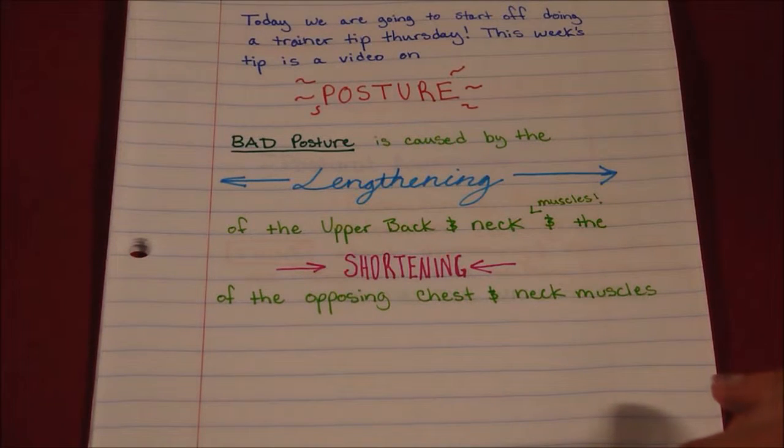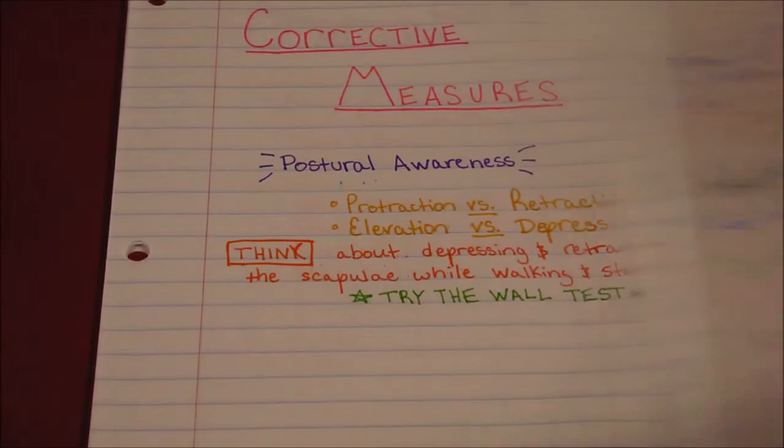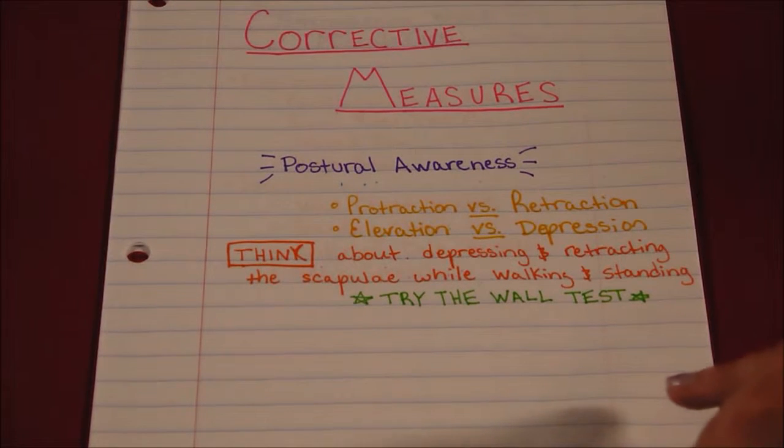Bad posture is caused by the lengthening of the upper back and neck muscles and the shortening of the opposing chest and neck muscles. A good way to correct this is going to be postural awareness: the protraction versus retraction and elevation versus depression of the scapulae.